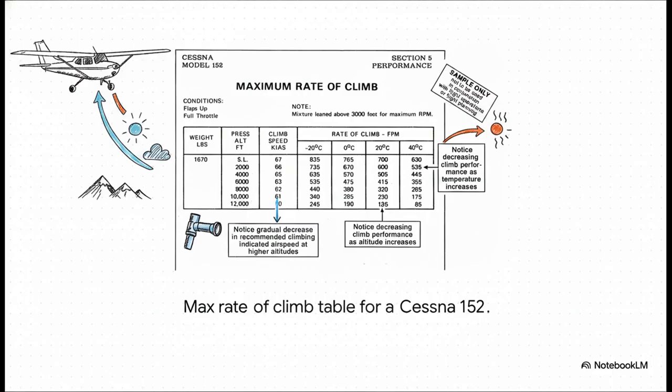I mean, the difference is just staggering. Also, check out that recommended indicated airspeed column on the far left. See how it drops? As you climb into thinner air, fewer air molecules are entering the pitot tube, so you actually have to lower your indicated climb speed to maintain optimal aerodynamic performance.